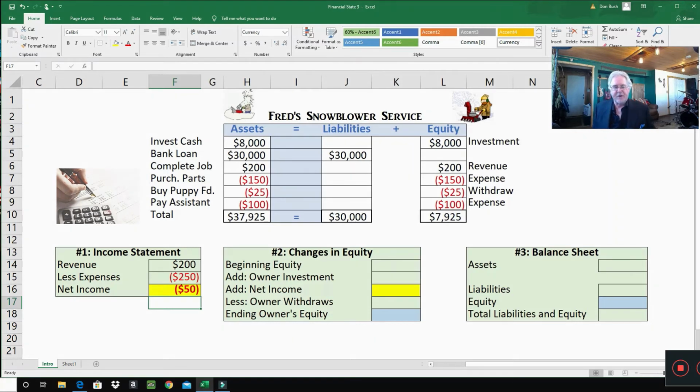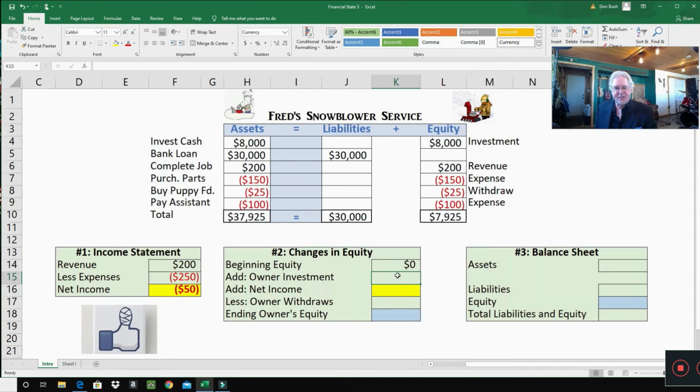Now this is very, very common when businesses are starting out. So this is to be expected. Let's move on to the changes in equity. The beginning equity is 0. Fred just started this business. He just got it going this month. In a later video, we'll see what happens when Fred has been operating this business for a while. You'll see it's really quite easy.